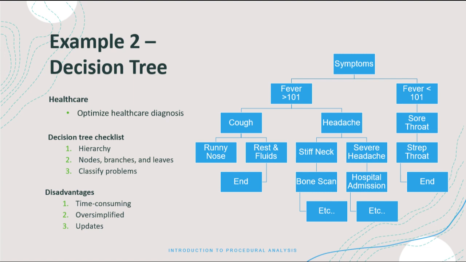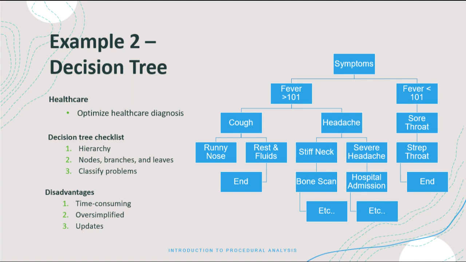If we follow the fever of 101, we are met with another branch that either takes us down the cough or headache path. The patient in this case has a headache, along with a stiff neck that, according to the model, prompts us to do a bone scan to diagnose the situation further. Notice how this process can continue on practically forever, yet it accomplishes its main objective: to classify the problem with the information provided.